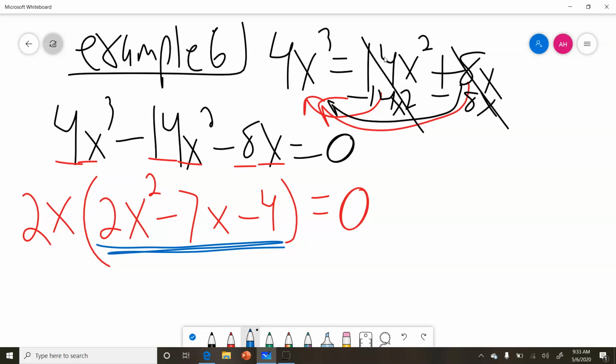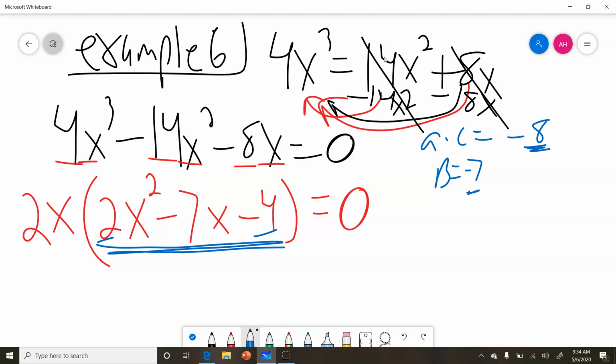Okay, so let's do it this way. A times c here, A is 2, is negative 8. My b here is negative 7. So I need to say what times what is negative 8, that is also going to give me a negative 7. Okay, so that's what I'm looking for. What times what is going to give me that.